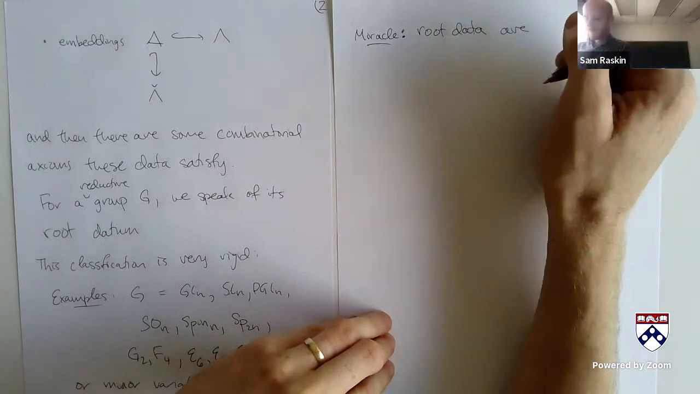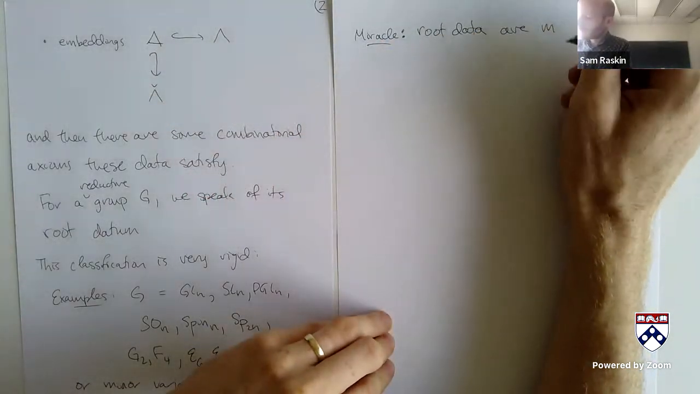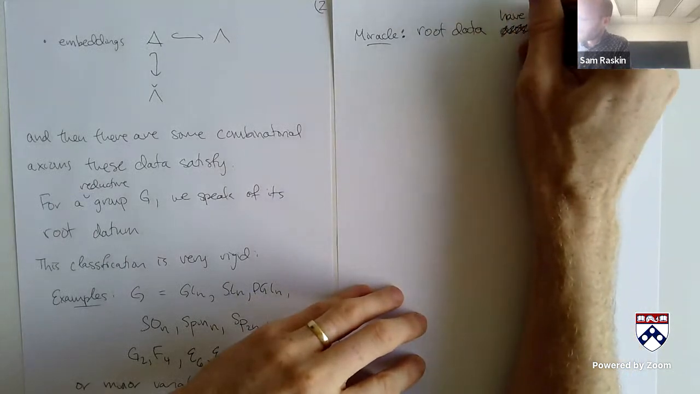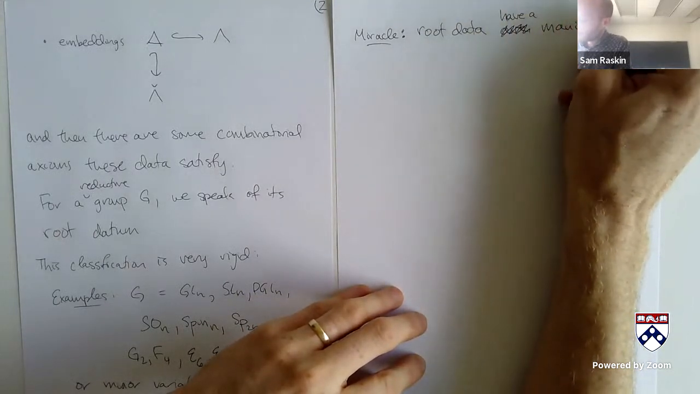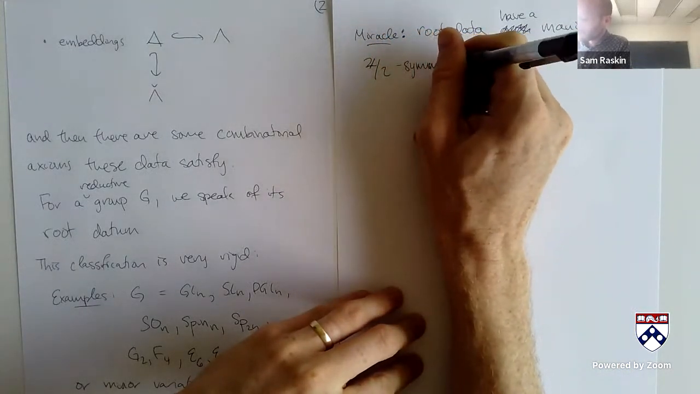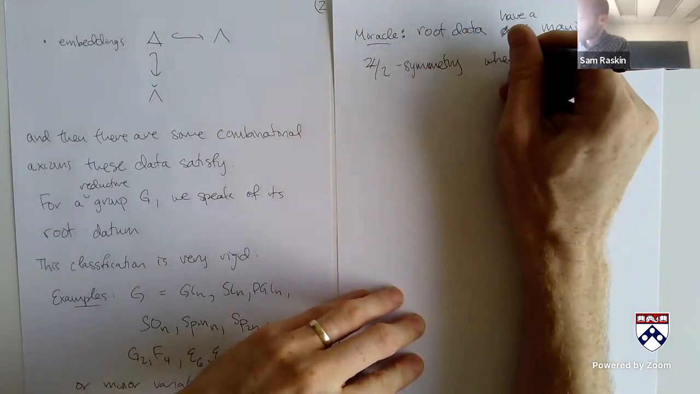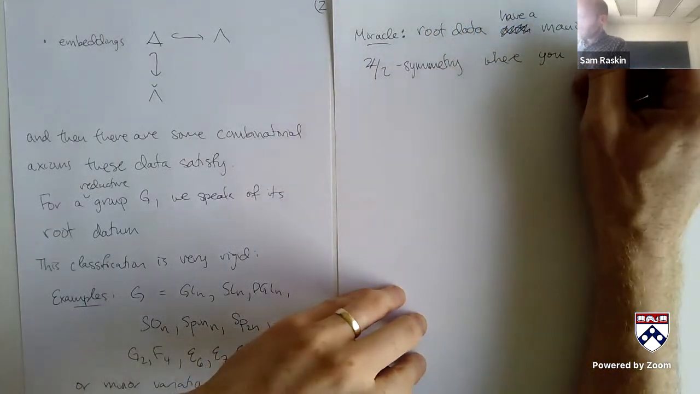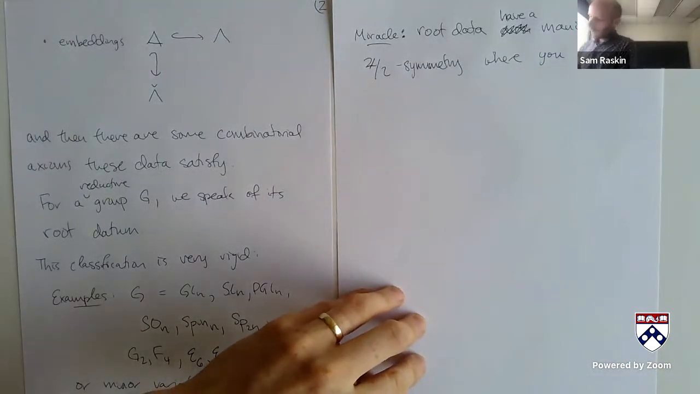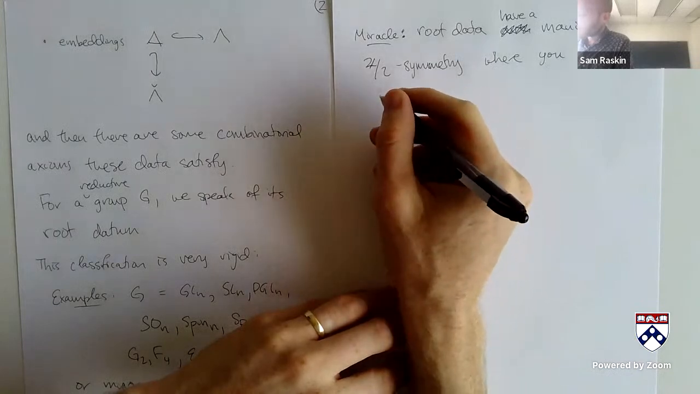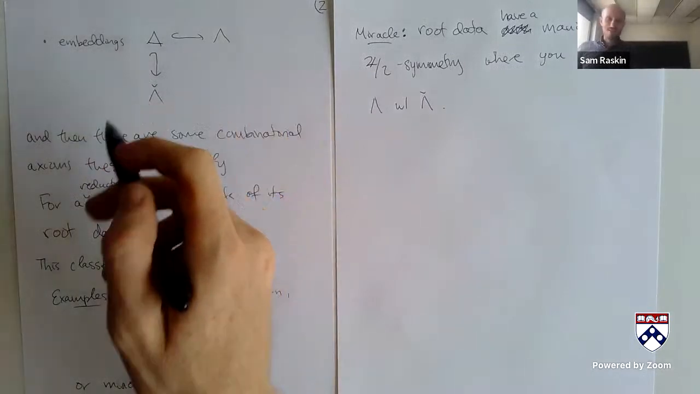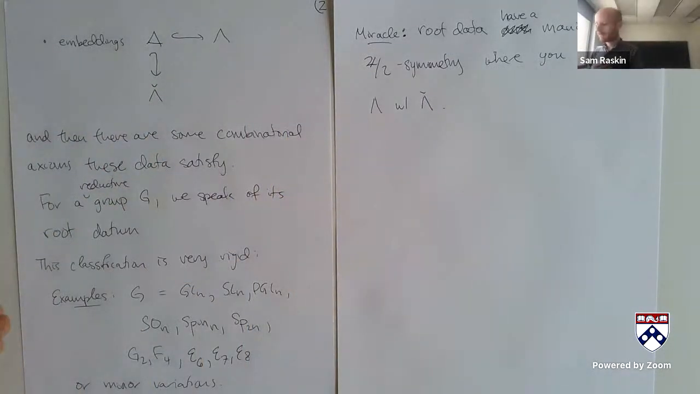are sort of manifestly dual. Well, let me say it this way. They have a manifest Z mod 2 symmetry where you exchange lambda with lambda check, and you keep delta the same, but you exchange the 2 embeddings.